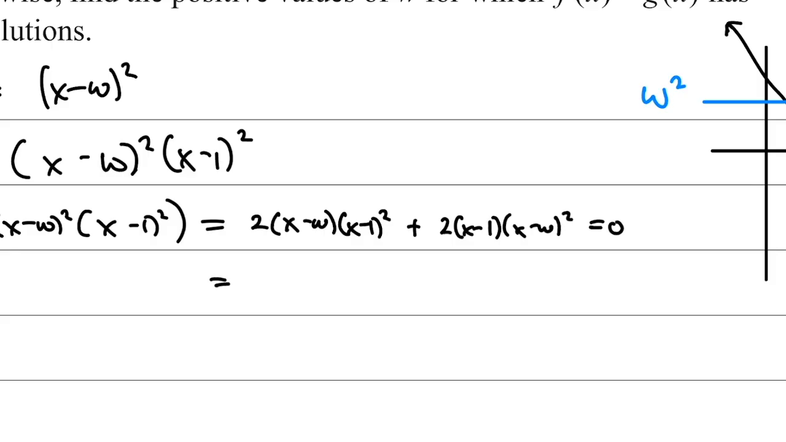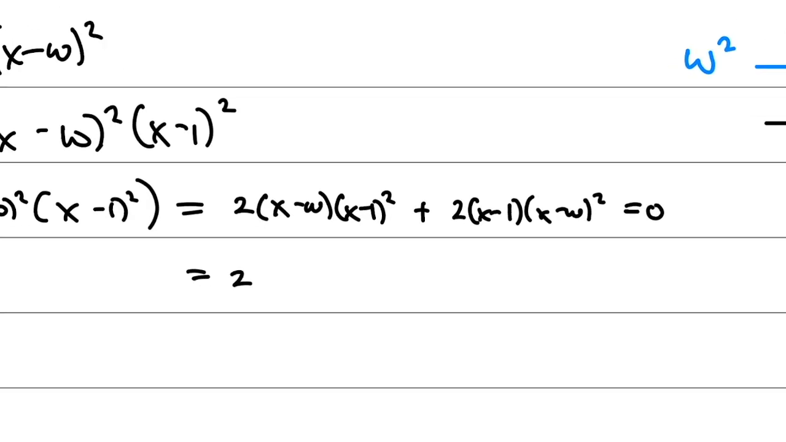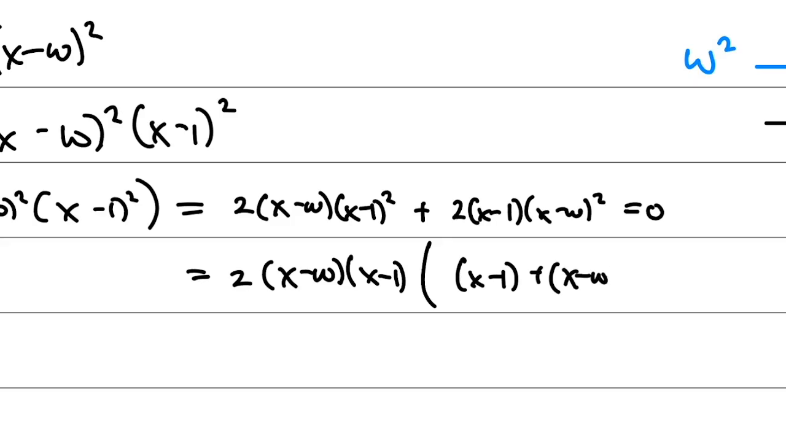So from there we can factorize nicely. The biggest factor here is going to be 2(x − w)(x − 1). And then the other factor is going to be (x − 1) + (x − w). This is nice because the other solutions are ones we already have and don't need. So we just say x is w or 1, not needed.